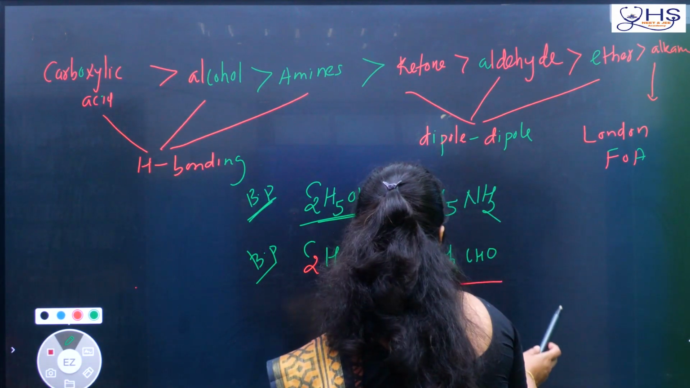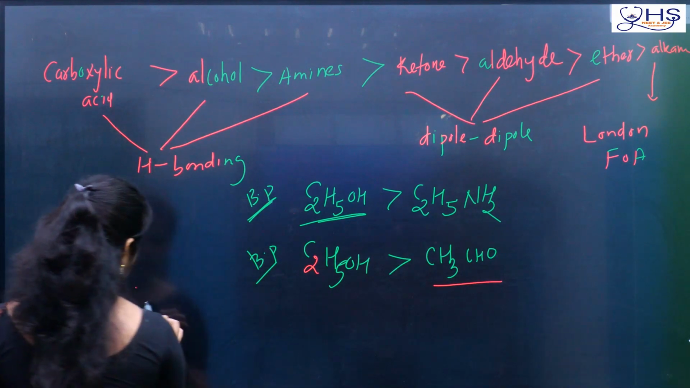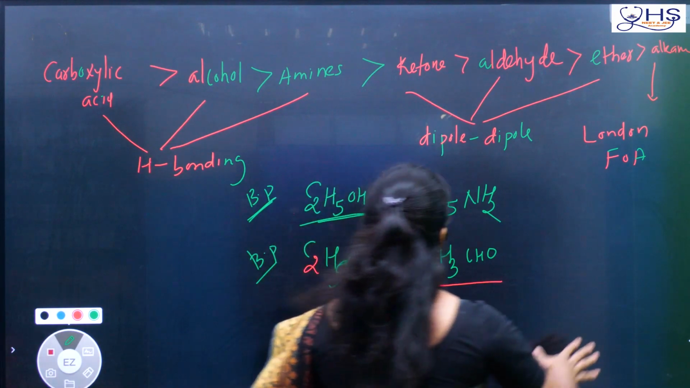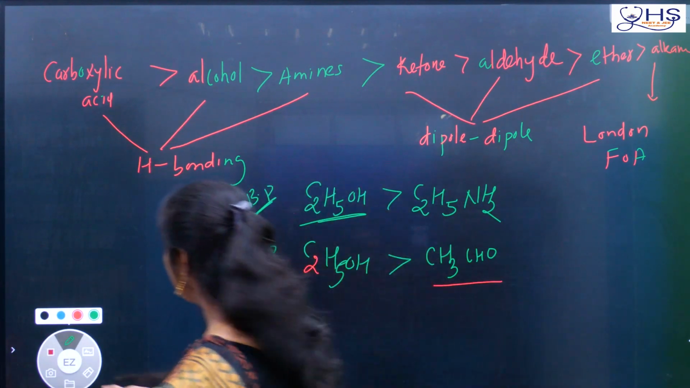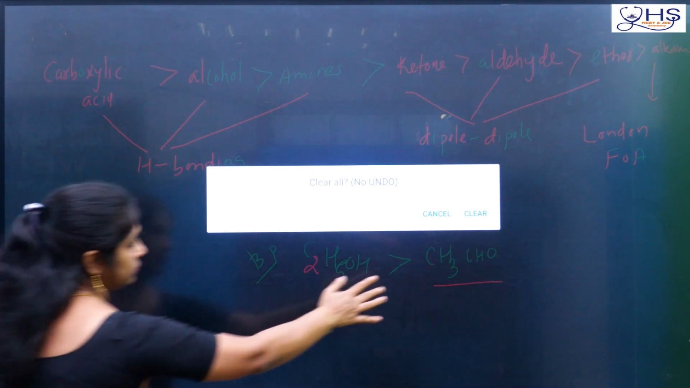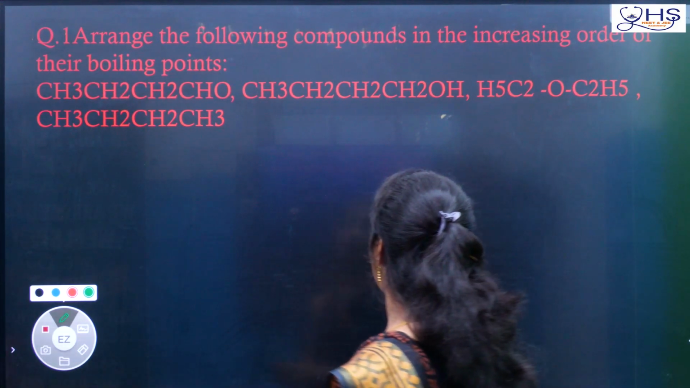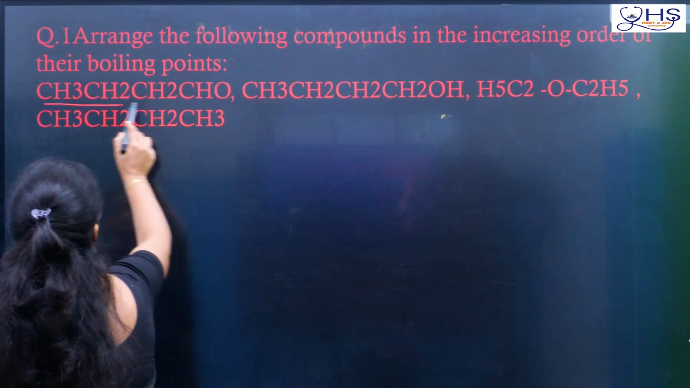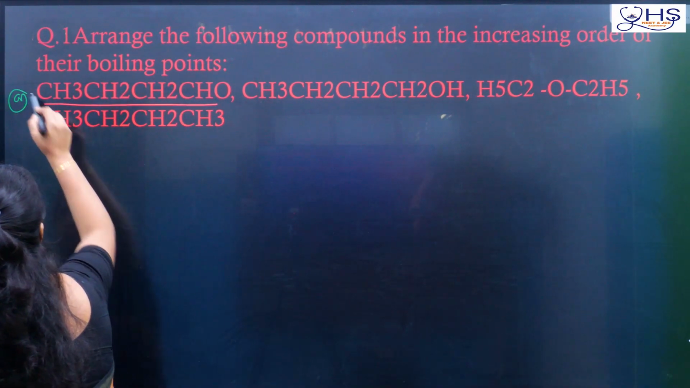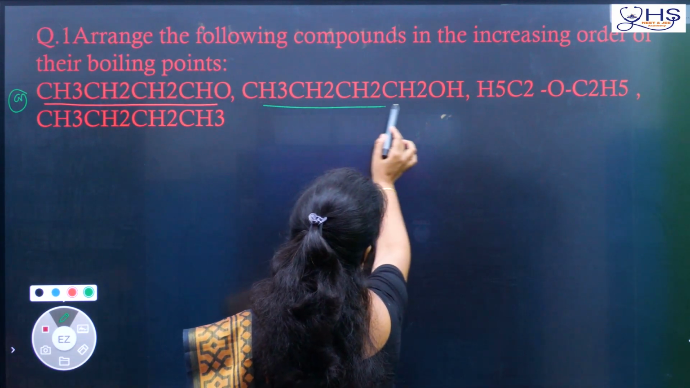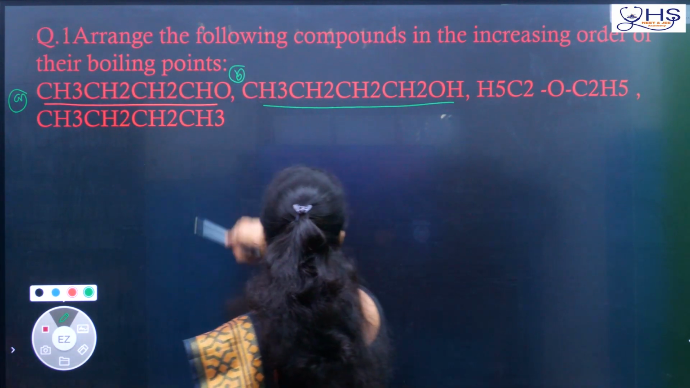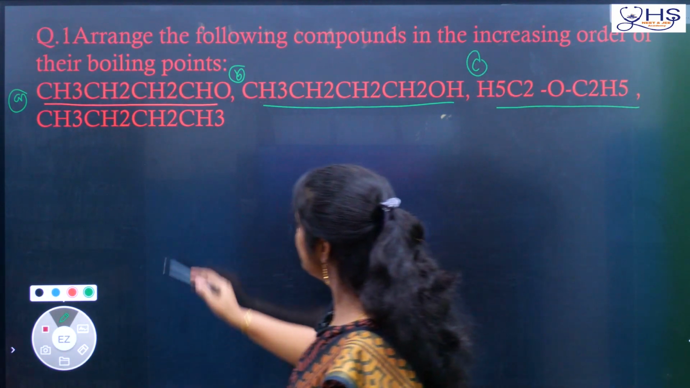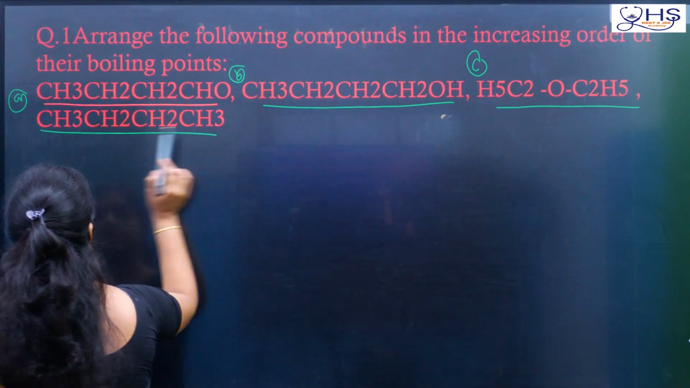Okay, let's see the comparison. We will solve the questions based on boiling point, then we will go for solubility. Okay, note down. Arrange the following compounds in the increasing order of boiling points. What is this? This is an aldehyde, I am giving A. This is alcohol, I am giving B. This is ether, I am putting C. This is hydrocarbon or alkane, you can say this is D.